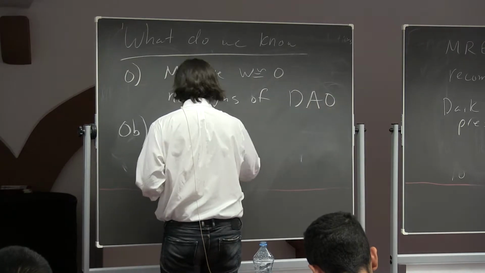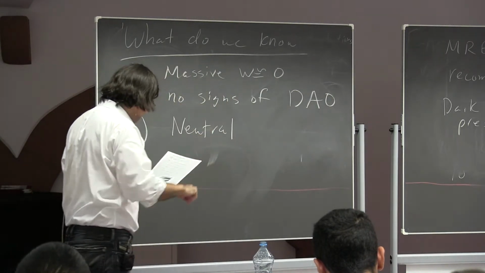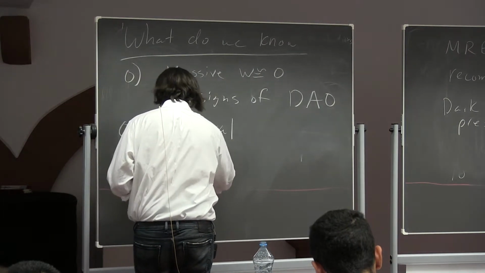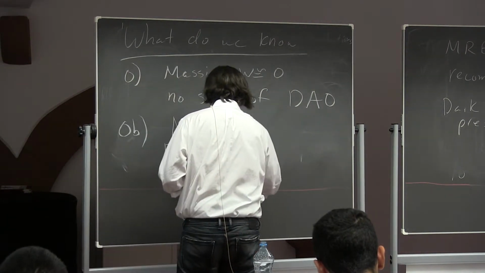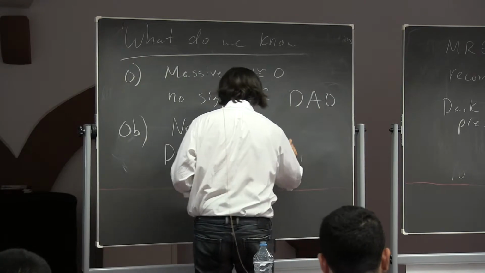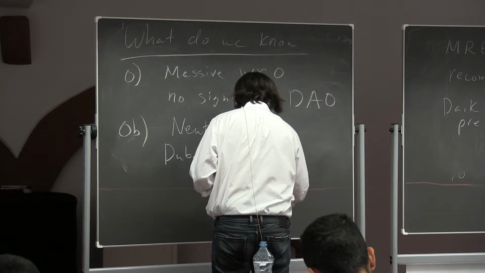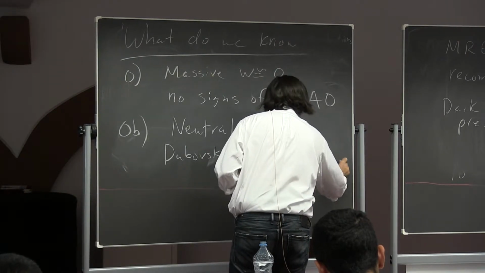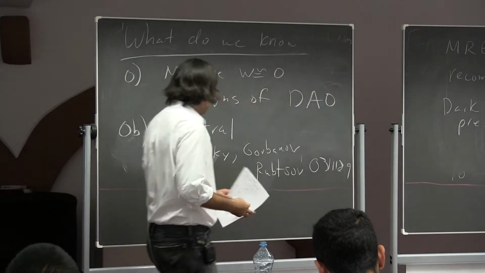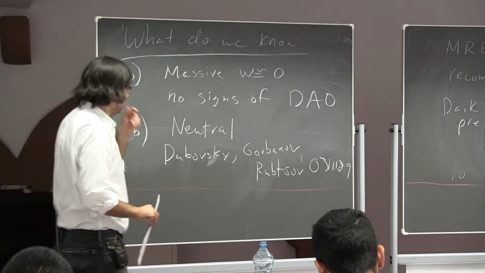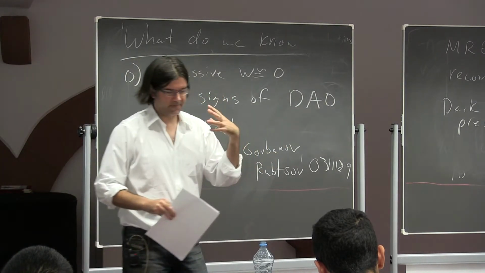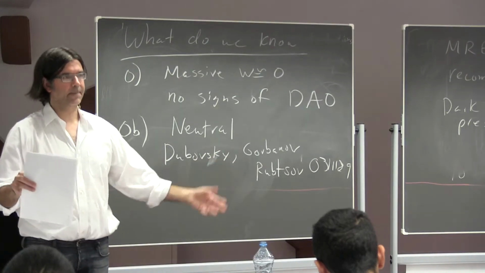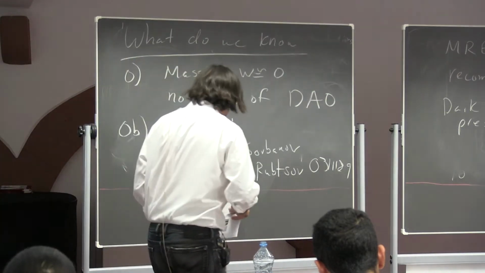Now, how neutral? There's an old but good paper by Dubovsky, Gorbunov, and Rubtsov, where they kind of test this, right? Because dark matter has to be neutral. That's what we mean by dark, right? But how dark does it actually have to be?